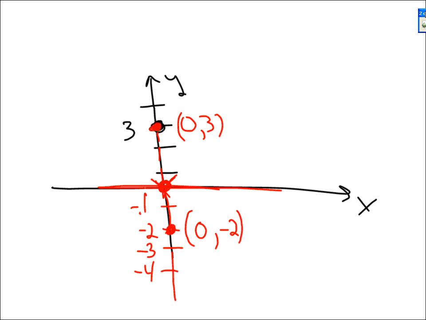What is that point? Well, both x and y are 0 there. That's called the origin. Where x and y are both 0, it's the origin.